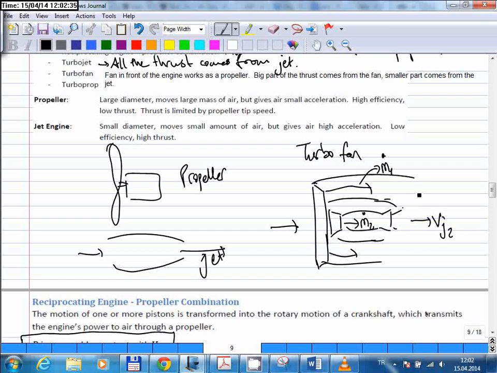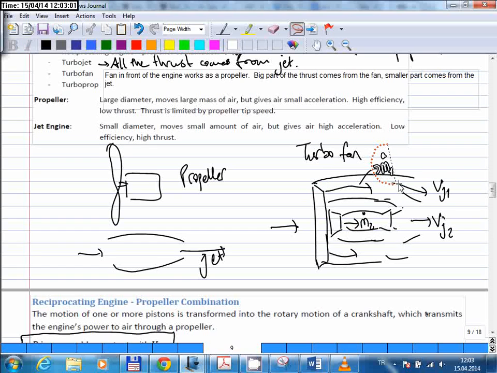Let me call this VJ2. And then the air leaving here is VJ1. So this M1 dot is larger. This is what they call the bypass ratio, the ratio of this air to this air. So the air flowing around is the more efficient one. It flows through the fan, which is very much like a propeller.